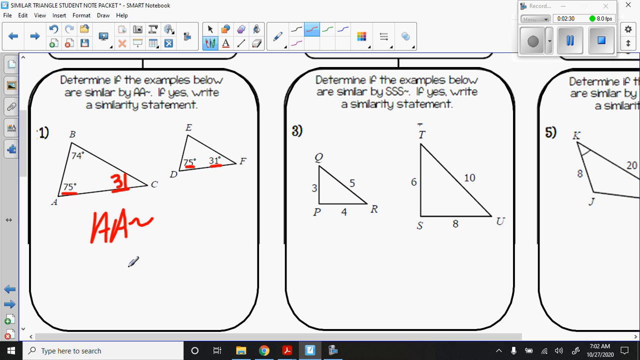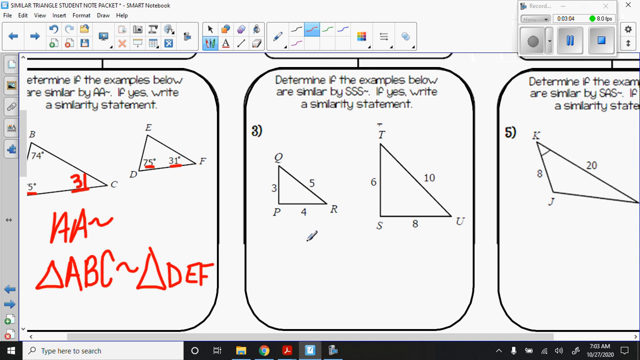And then we can write a similarity statement, very similar to a congruent statement. I'm going to put the 75 first, so A. I'm going to put the 74 second and the 31 last. I just went in order from biggest to smallest. And then my similarity statement. And I'm going to do the same thing here, DEF, from biggest to smallest. And I didn't say alphabetical order. I just picked biggest to smallest.